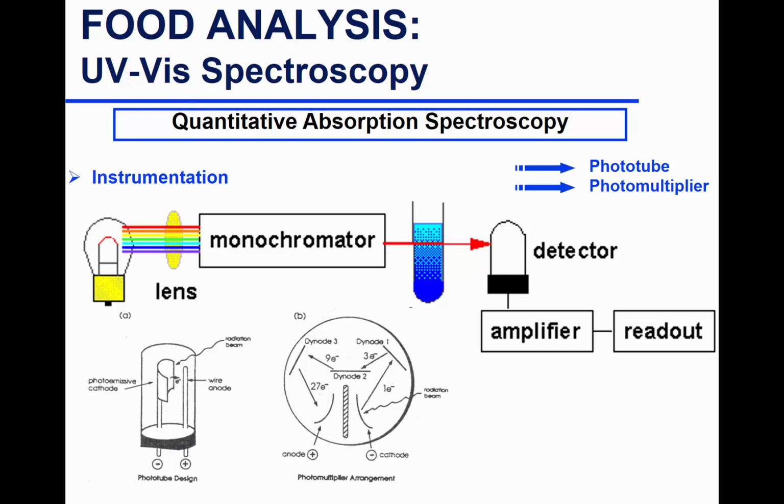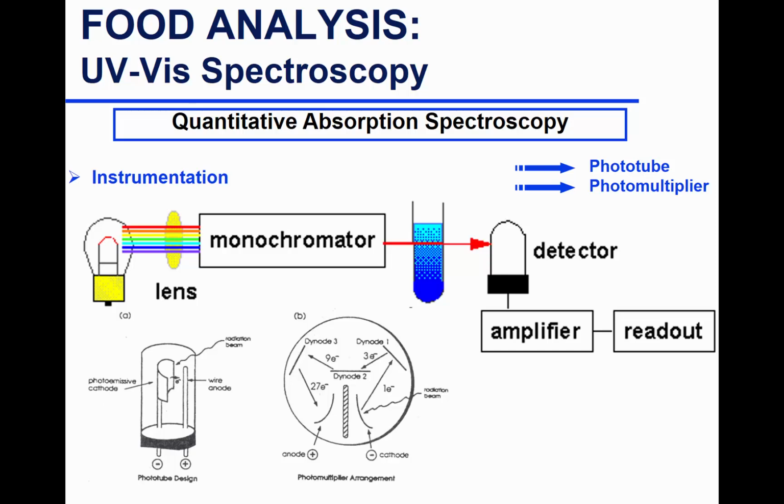So the light that comes out, or the transmitted beam that comes out of your sample, will hit a cathode, and then an electron jumps off the cathode and is acquired by the anode, and you get an electrical signal, and that's what the readout is.